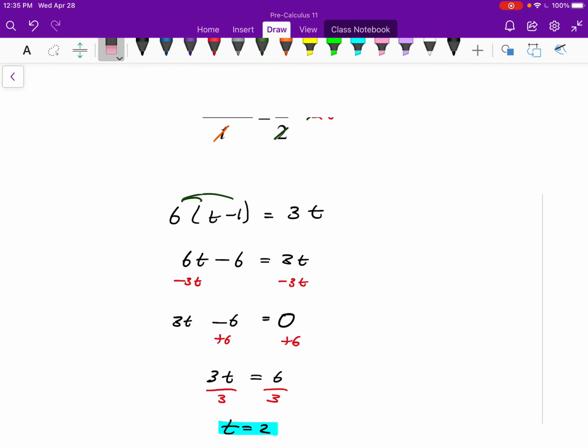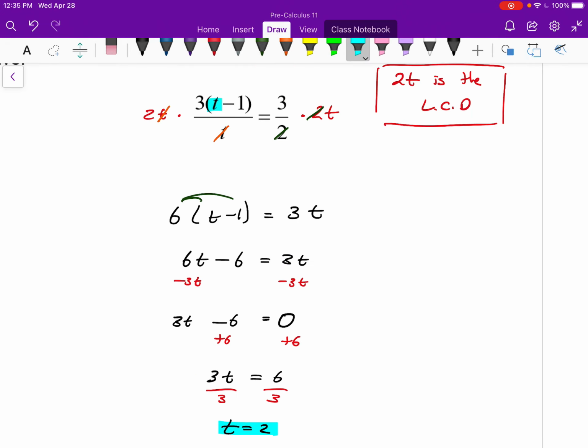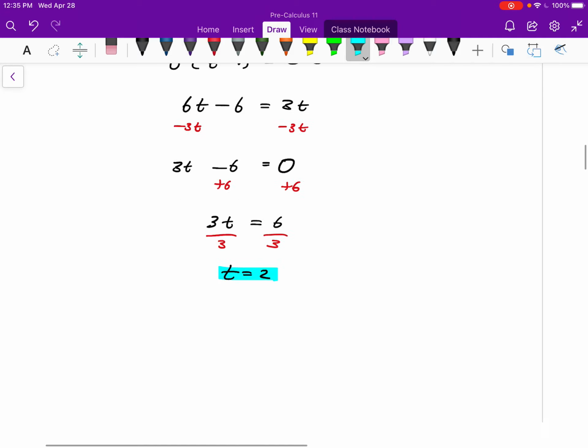t equals 2, which means this original equation here is only correct. 3 times t minus 1 over t will only equal 3 over 2 if t equals 2 itself, which is very different from an expression where, unless there's a restriction, you can just replace the variable with whatever you want. All right, let's look at this.